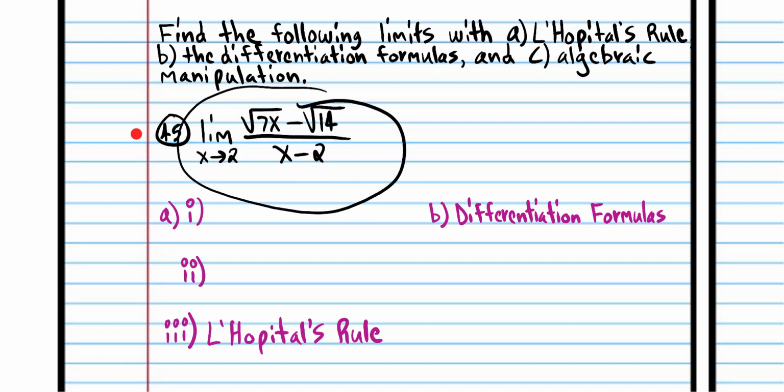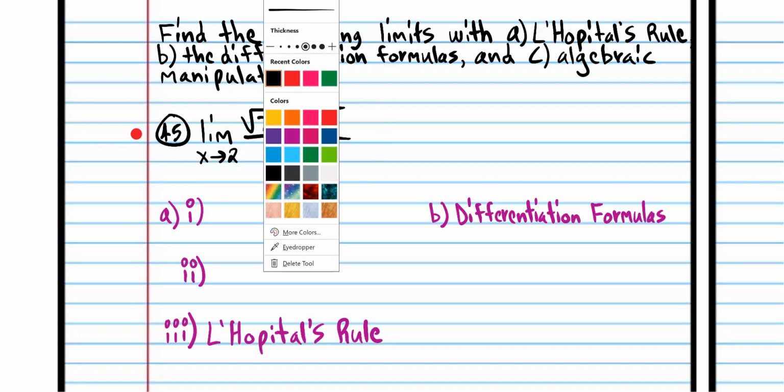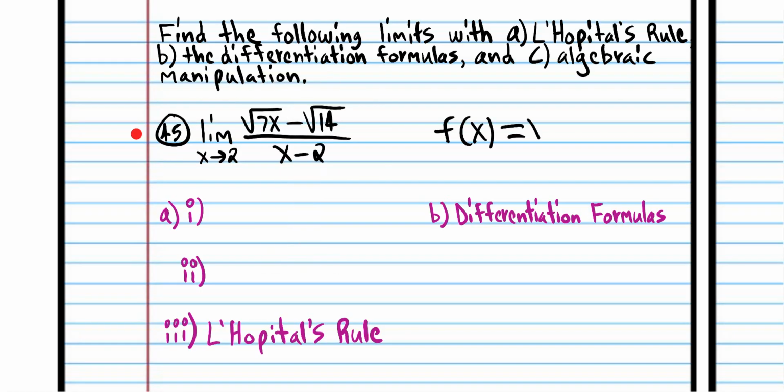And a lot of students are not going to realize that there's more than one way to do this. The fastest ways are L'Hopital's rule, or to simply recognize this as the derivative of the function root 7x when x is equal to 2. So we're looking for f prime of 2. That's the fastest way to do it, but a lot of students may not recognize it as the derivative of the function root 7x when x is equal to 2.